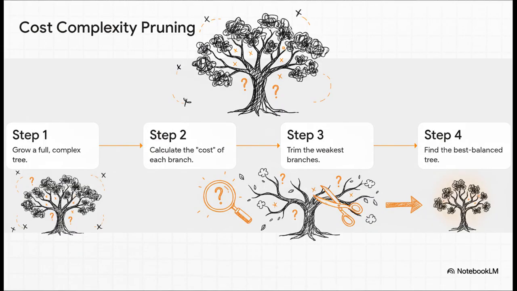And this isn't just random snipping, it's a really smart process. First, you let the tree grow wild and overfit on purpose. Then, the algorithm goes back and looks at every single branch and calculates a cost for how much complexity it adds. And it asks a simple question: Hey branch, is the tiny bit of accuracy you give me worth the cost of how complicated you make me? If the answer is no, snip, you're gone.